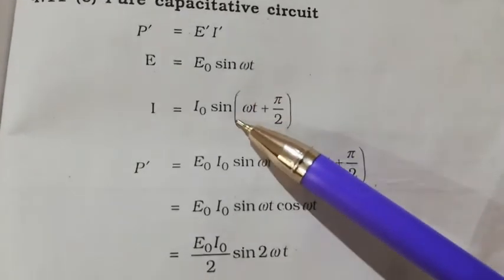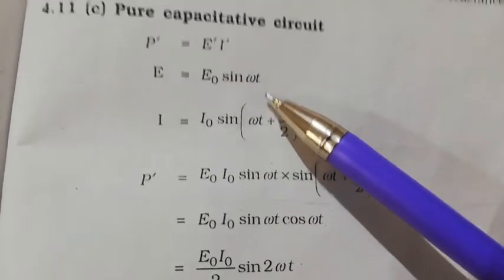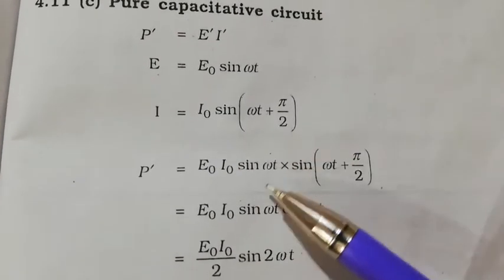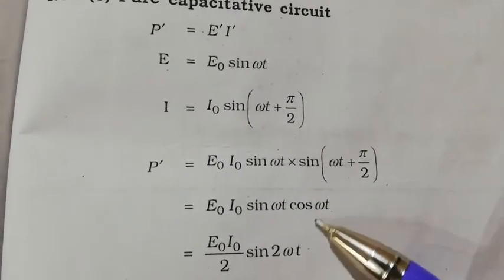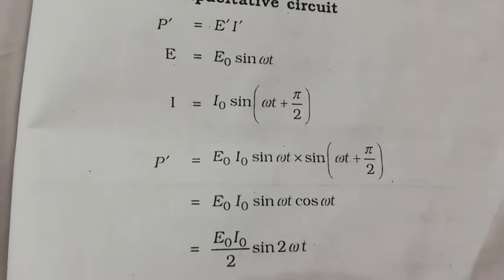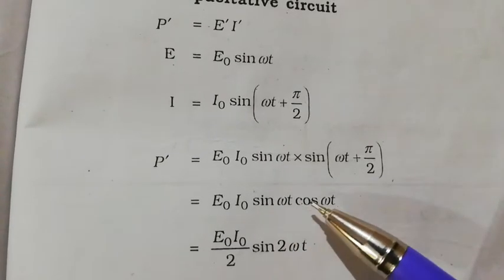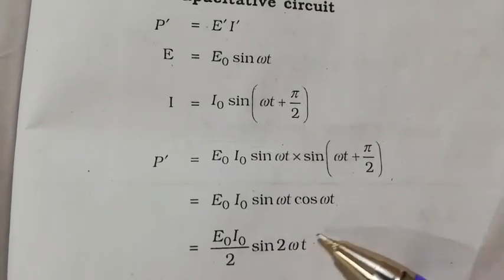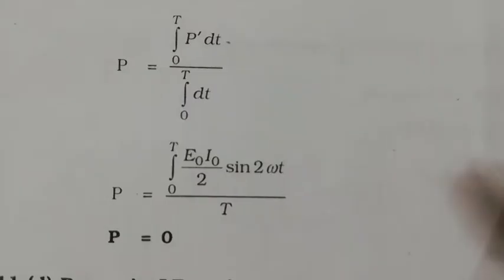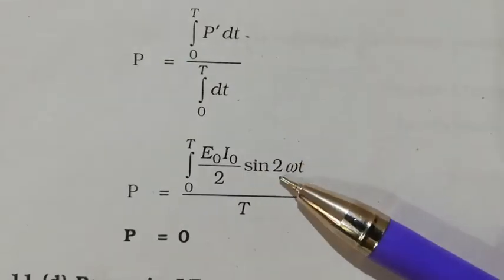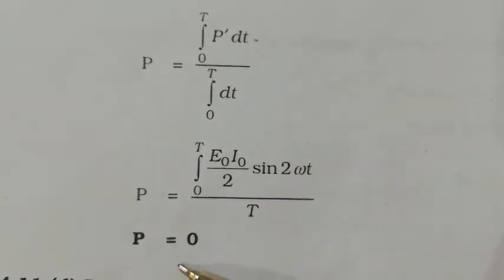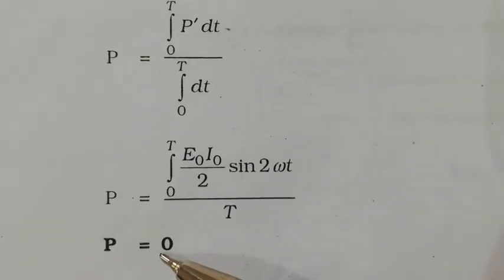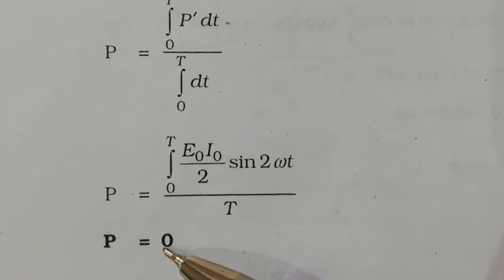In this, we know current is leading the EMF by an angle pi by 2. That is, when you substitute here sin omega t plus pi by 2, which you can simply substitute as cos omega t, that is equal to sin omega t cos omega t is equal to sin 2 omega t by 2. When we substitute here, as in the previous case, we know 0 to t sin 2 omega t will be vanishing. So, the power in a pure capacitive circuit also will be 0.